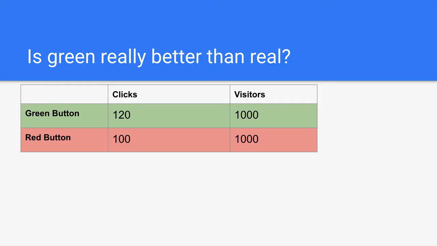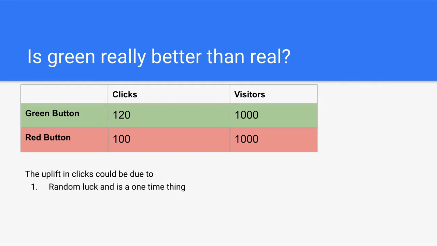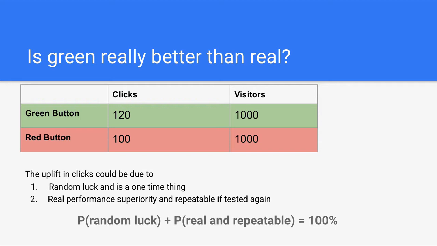So your green button got more clicks than the red button. There are two possibilities why this happened. First, the uplift could just be because of random luck, and this is a one-time thing. Second, the uplift could actually be real and repeatable if tested again. And these two probabilities add up to 100% of the situation.